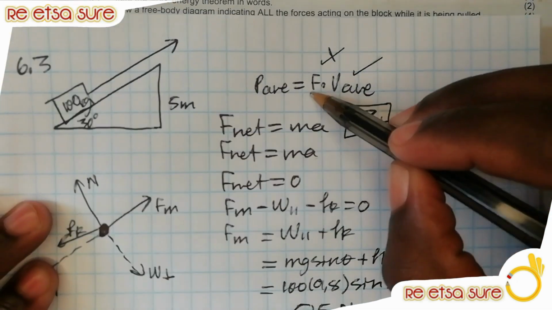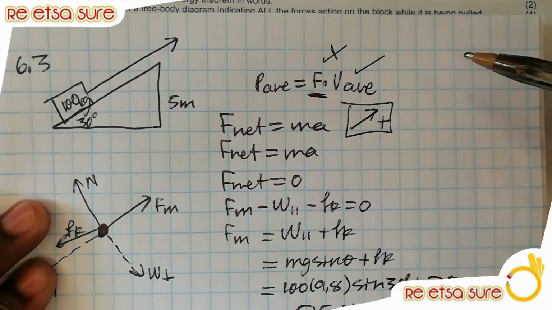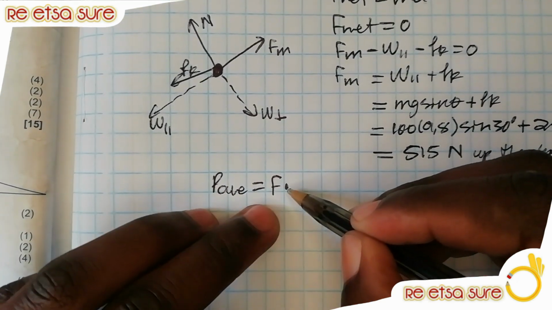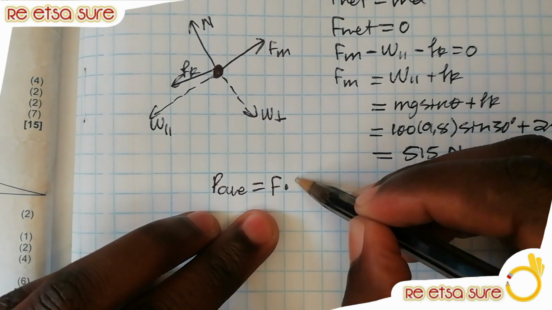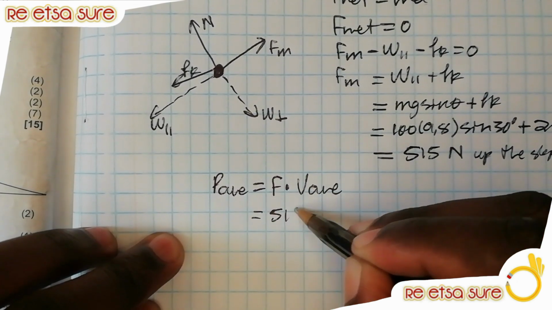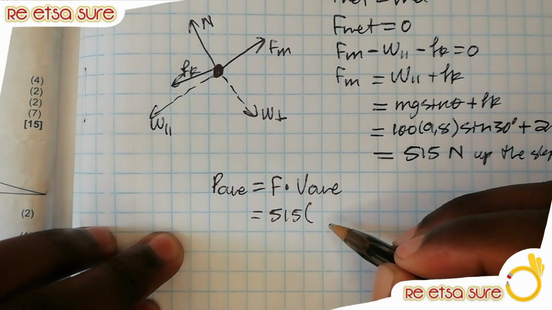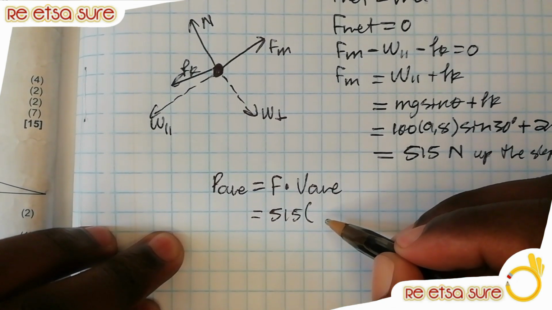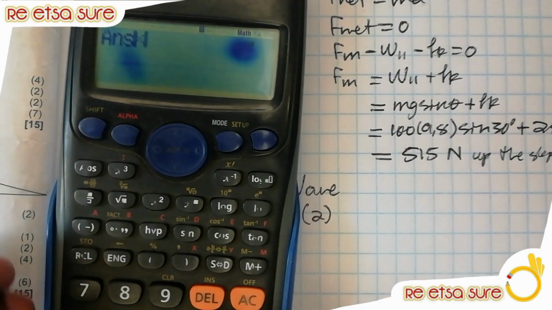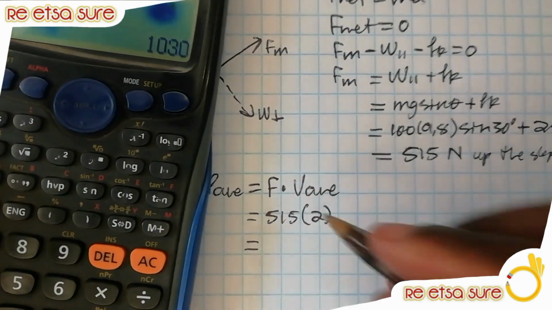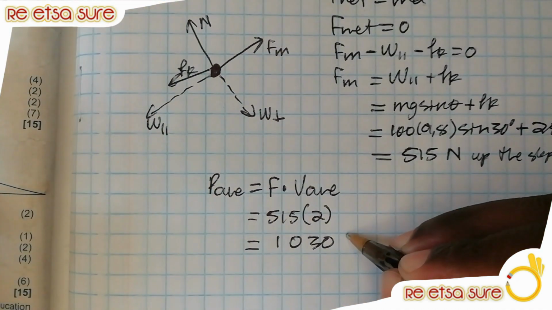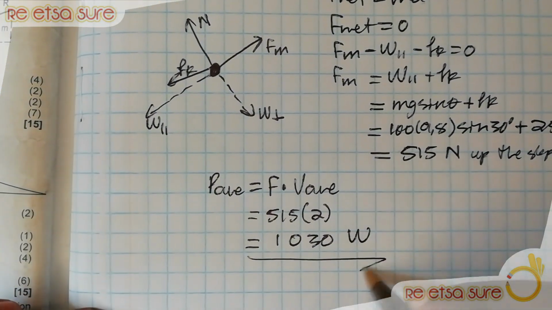Now we know the value of the force delivered by the motor. So we have average power is equal to the force causing our block to move up the incline times the average velocity. We have 515 times, we are told that our block is moving at a constant velocity of 2 meters per second. Answer times 2 is 1030 watts. That's our final answer.